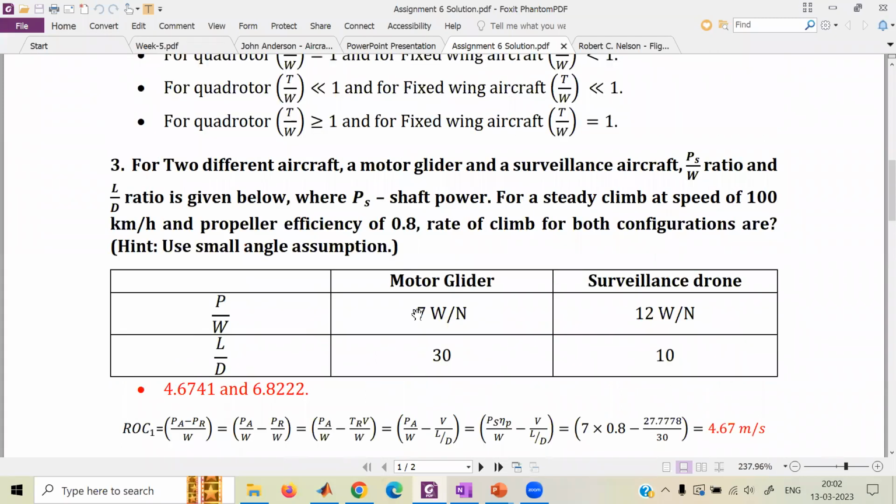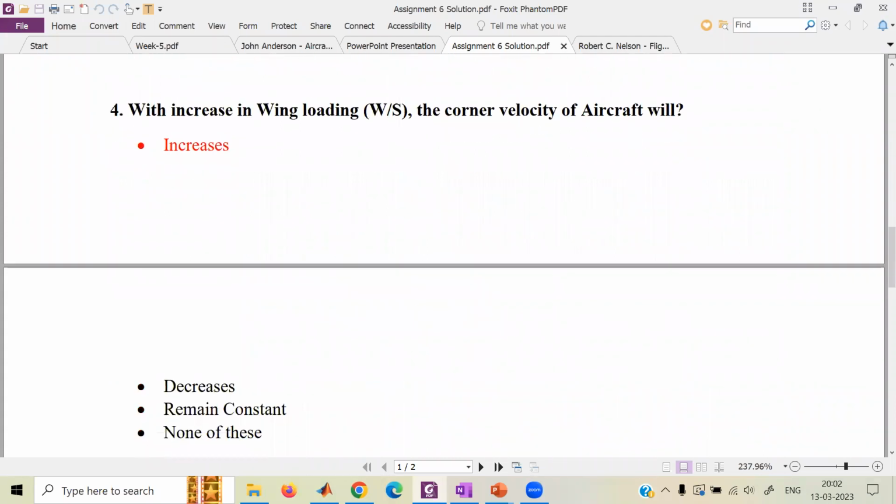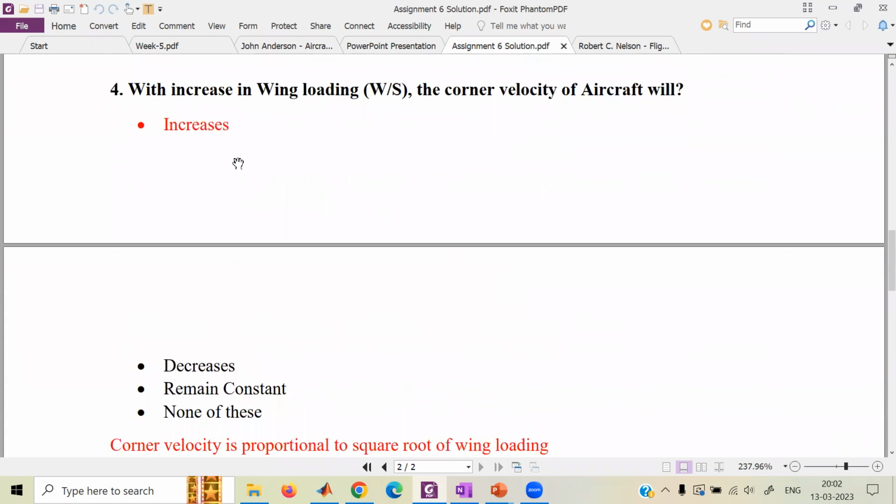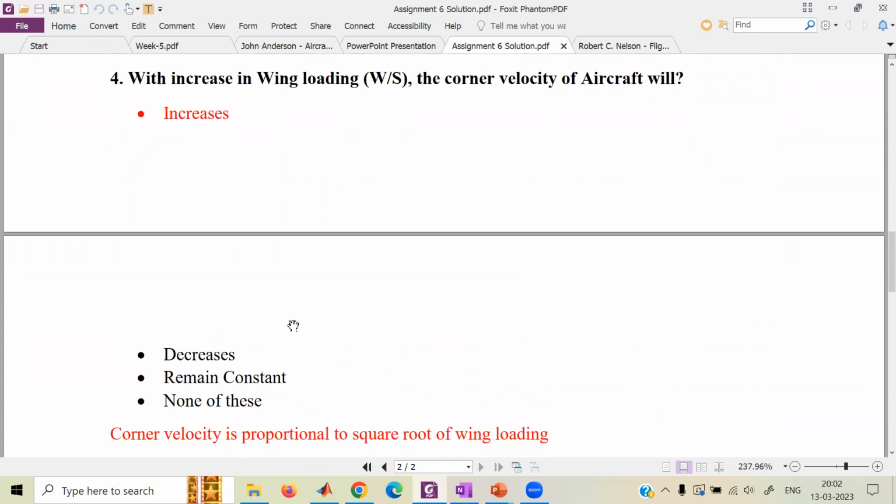With increase in wing loading, the corner velocity of the aircraft will increase. Can anyone answer this question? Question 4. Yes, sir. The V stall formula. Right. Very good.